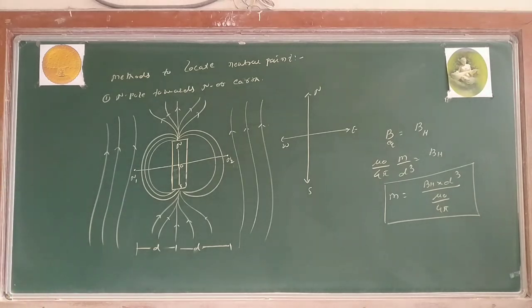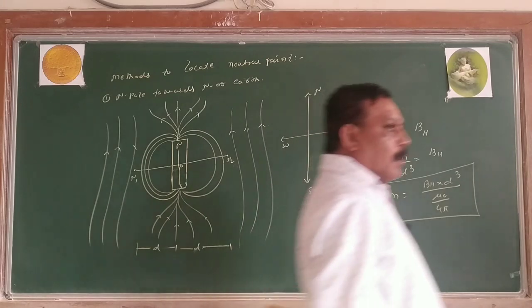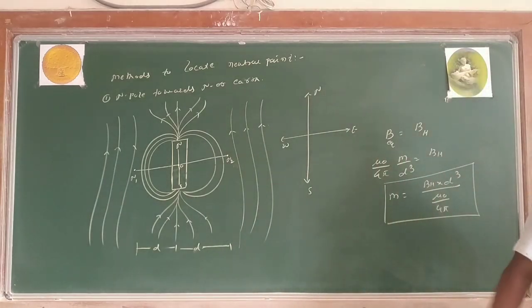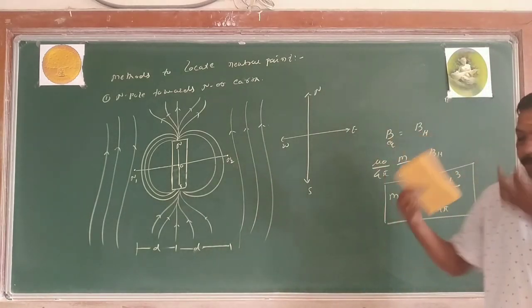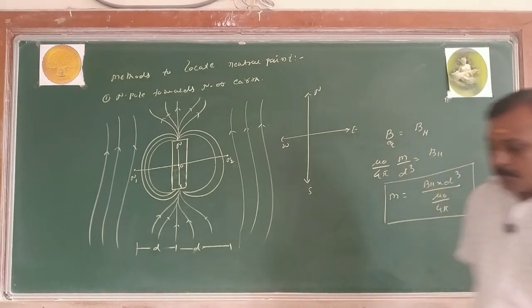From this, we can calculate small m. Capital M equals m into 2L. We know the 2L, 5 by 6 of the geometrical length. From this equation, we can then determine the pole strength of a magnet.